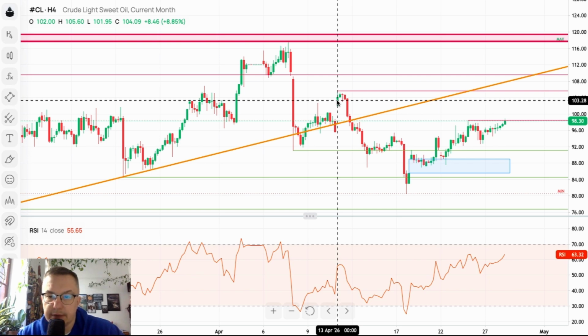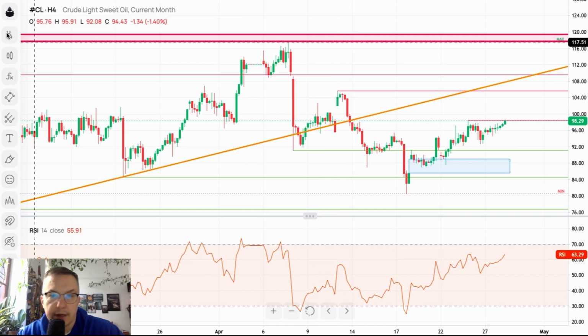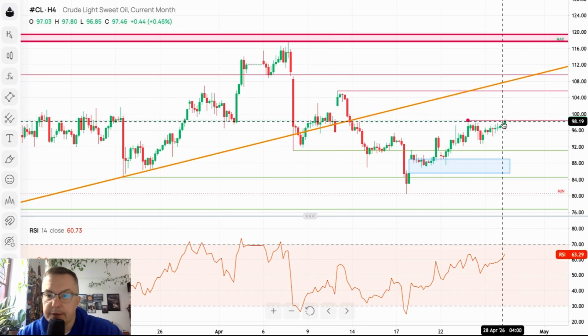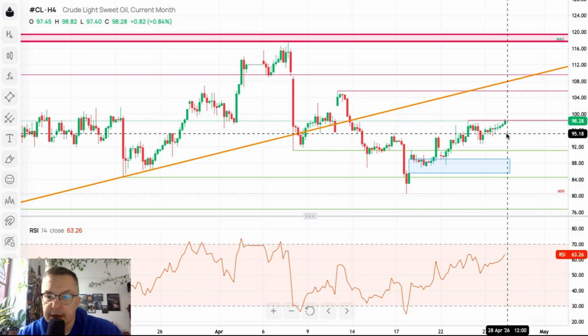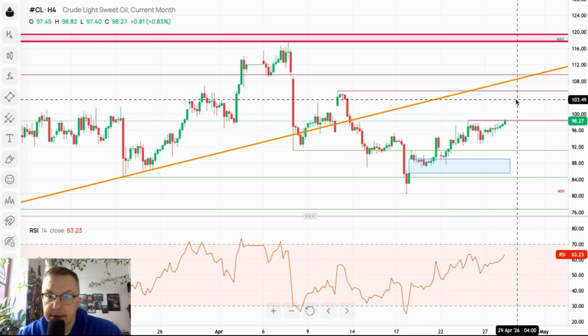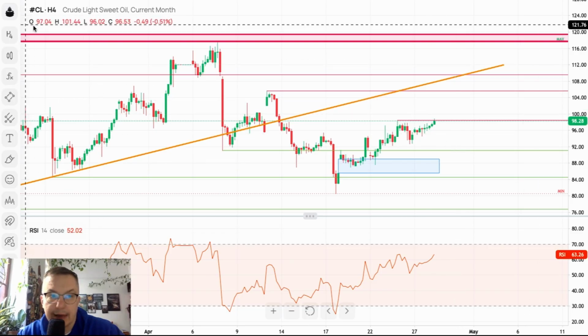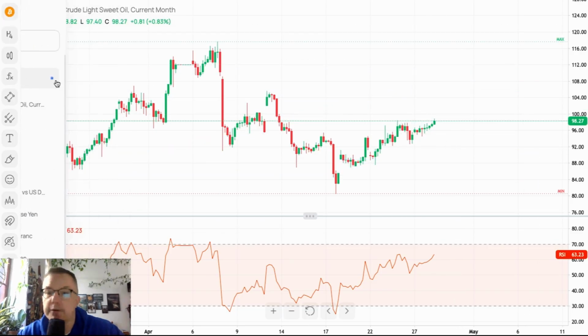It looks like the market wants to move higher here, unless there is a reversal from this technical resistance. But with this kind of momentum and with the geopolitical situation, the outlook remains bullish for the crude oil.